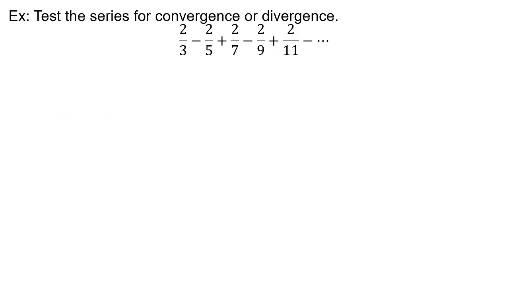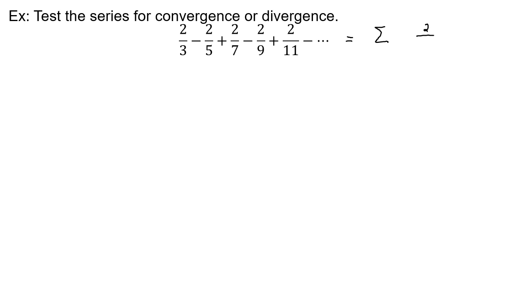So let's try one like this. Test the series for convergence or divergence. You may want to rewrite this in summation notation. If you want to do that, that's perfectly okay. This one's not too hard to come up with what the actual series would be. Notice that there is a 2 on the top of all the fractions all the way across, so apparently we should have a 2 on top. So I'll put a 2 on the top.